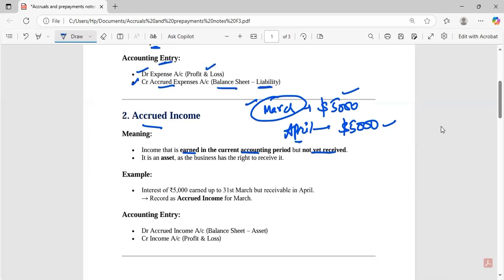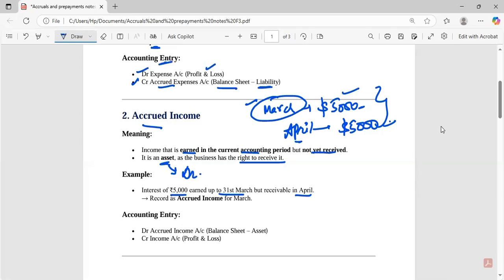not yet received it. All right, so it would be an asset. Okay, because we have a right to receive, we have worked for them, so they have to pay us. So accrued income is an asset for the company. Okay, so an example would be interest of rupees 5,000 earned up to 31st March but received in April. A similar example I have given you over here of the institute coaching, that you have taught somewhere. So you had to receive 5,000 for the month of March, but you actually received it in the month of April. Okay, so this would be your accrued income, and accrued income is an asset, and assets have a debit balance.